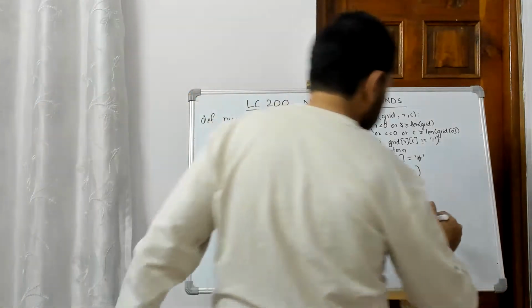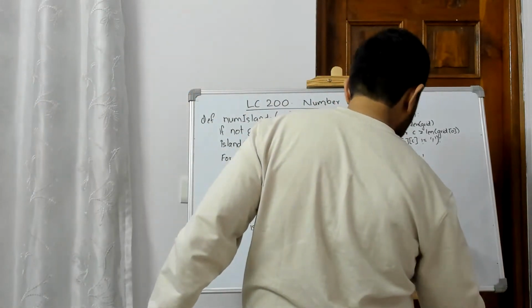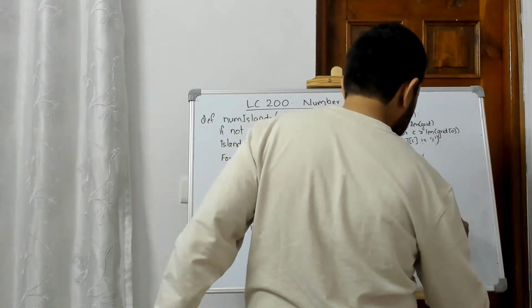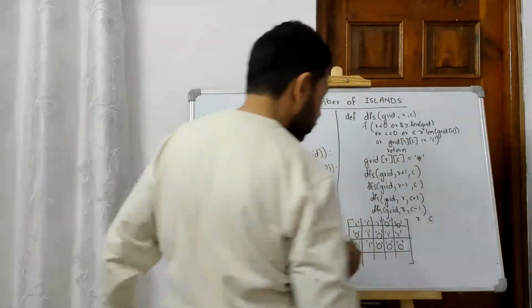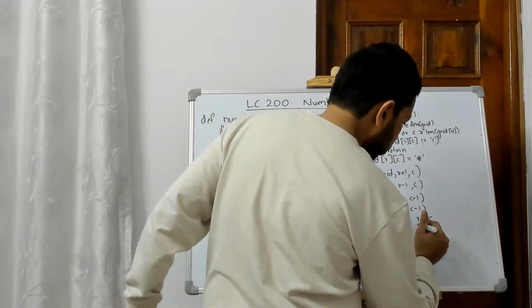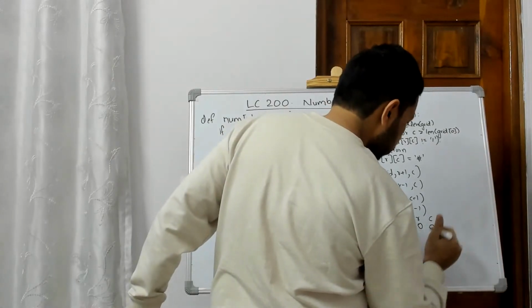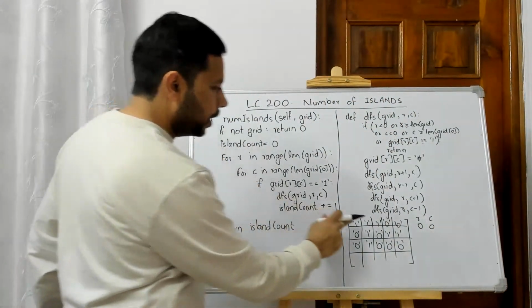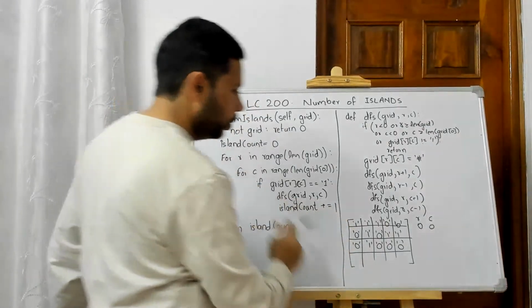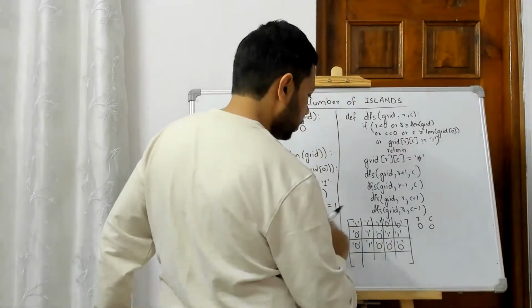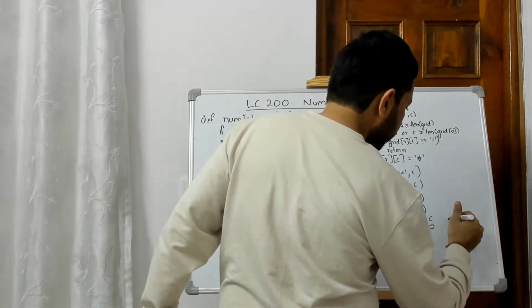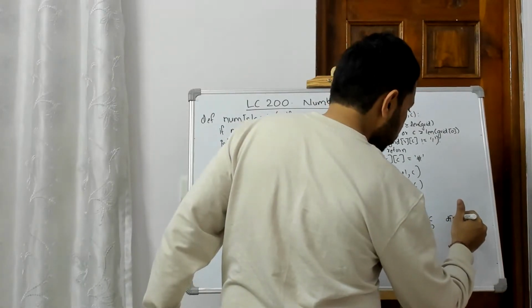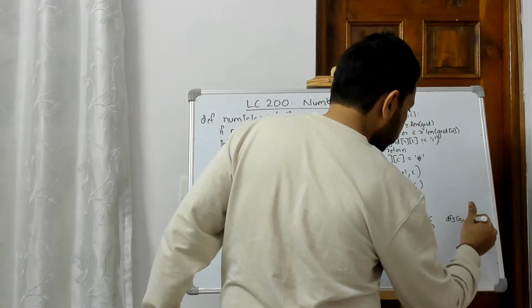And we'll go over RC values. Initially R is 0 and C is 0. Grid of RC is 1. So we do a DFS from here. RC is 0, we do DFS of 0, 0.